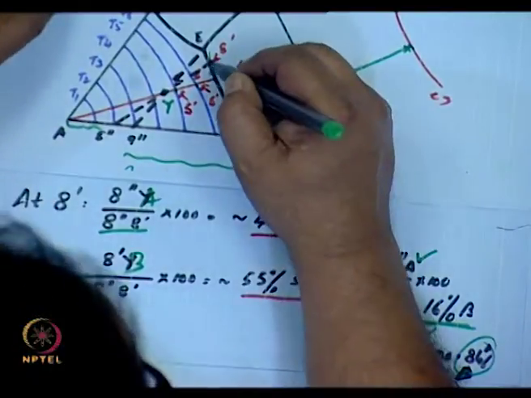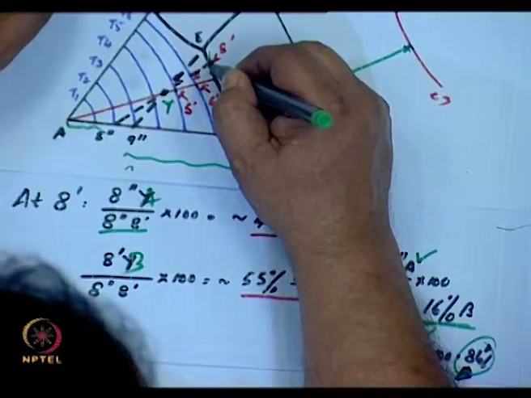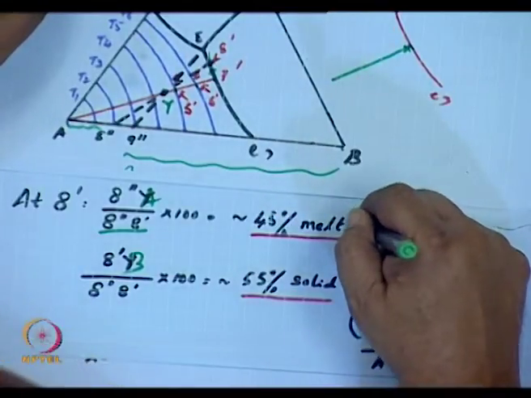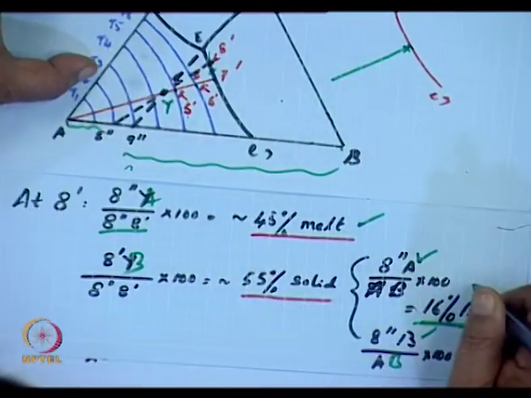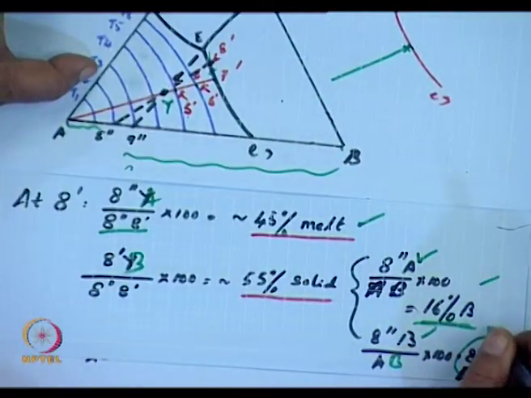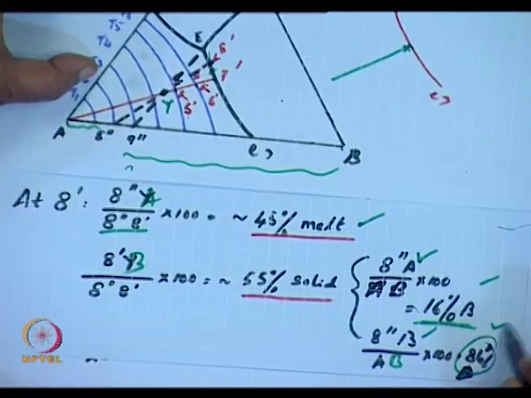So at 8 double dash I have the situation where the melt is there, A and B are separating out, and by using the lever rule I can measure what is the percentage of B and what is the percentage of A.